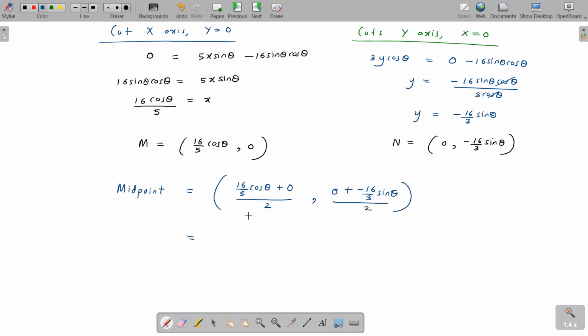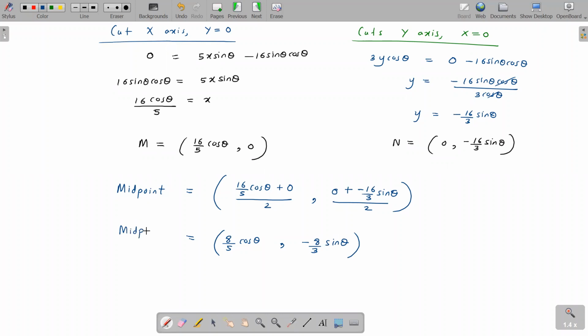So for the midpoint coordinate I have 16 over 5 divided by 2. Type it in your calculator, you get 8 over 5 cos theta. You need to realize this 5 comes down with the 2. The 2 and 16 will cancel. And comma, this one also the 3 comes down with the 2. 16 and 2 cancel. You get minus 8 over 3 sin theta. So this is the midpoint.